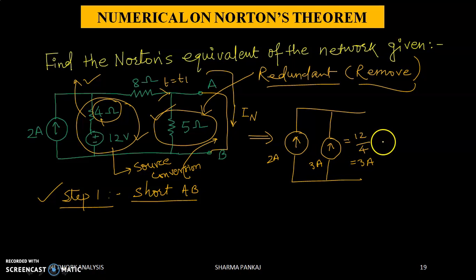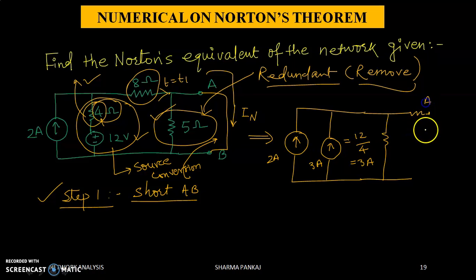Now that 4 ohm resistor will be in parallel with this current source. Now this was before this 8 ohm resistor, so the 8 ohm resistor will be here. So this is your terminal A, this is your 8 ohm resistor, and this is your terminal B, which is actually short circuited. You can see this. This is short circuited, and current IN is flowing across this terminal AB.